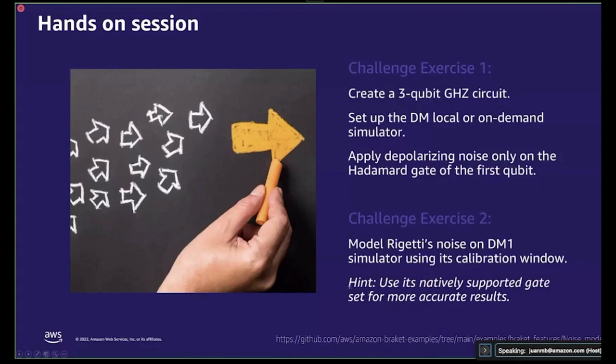And then as an even more challenging exercise, I'm pointing you to the examples folder, where inside the Braket features folder you can find noise models that will allow you to model a real device perfectly using the density matrix simulator, using the right density matrices. There are some examples in that folder where you can see how to model noise to imitate the behavior of a real computer.